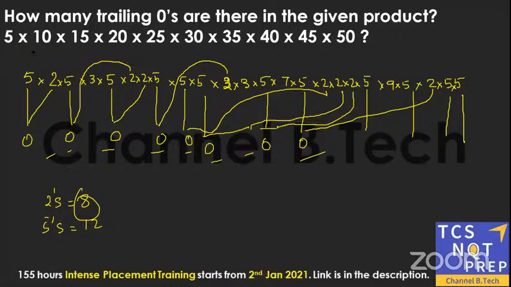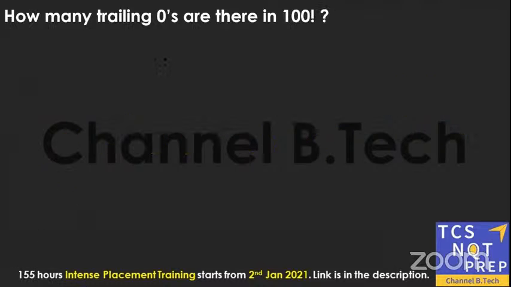Here you cannot use any shortcut method to find out the number of 2s and number of 5s. You have to check for each and everything. But in the next question which we are going to see, you can easily find out how many trailing zeros are there.